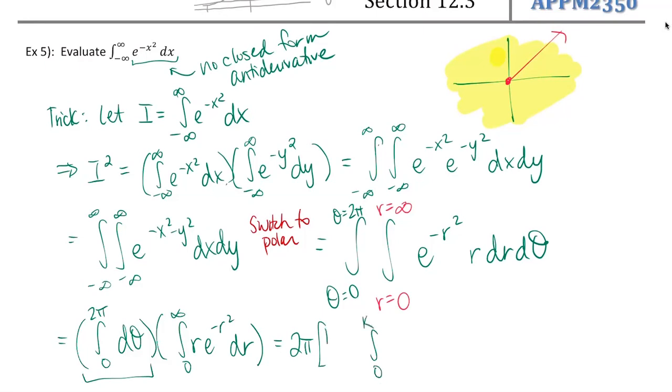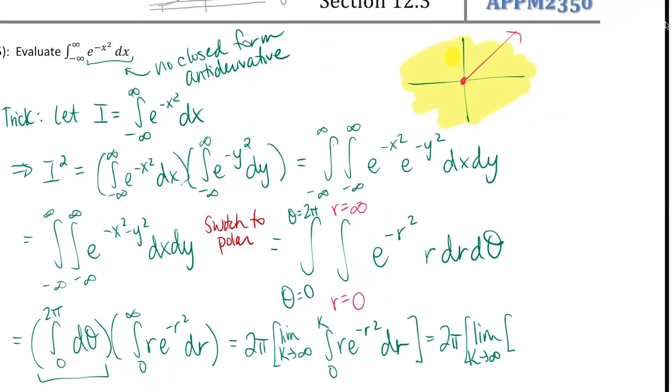Replace it with a constant, and then we take the limit as that constant goes to infinity so that we can use the fundamental theorem of calculus to evaluate. Negative r squared dr. Okay, great. And then let's write out what we get. So this is 2 pi, and then I'm going to have the limit as k goes to infinity.